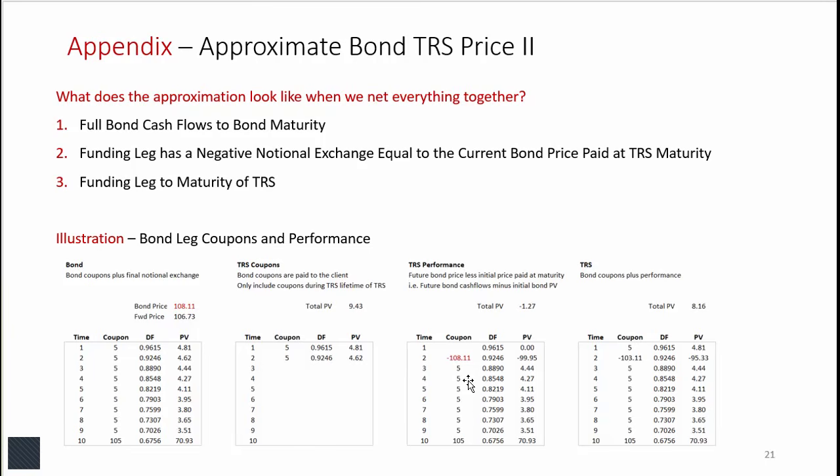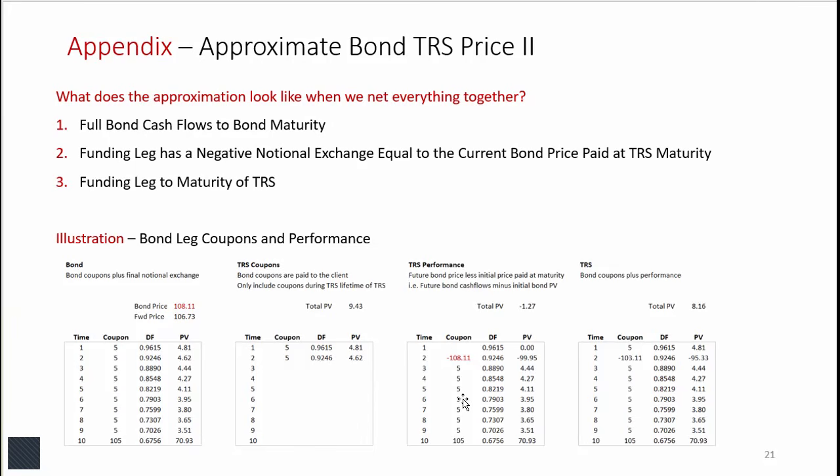So we've got 5s. You can see I've dropped off the 5s from time period 1 and time period 2, and I'm just looking at the 5s going out as far as year 10, the maturity of the bond. And if I discount all of those and subtract off the initial bond price, I get the performance. I get the PV of the performance in today's terms. So this is all discounted back to time 0. If I add these two things together, I've got my bond leg, I've got my coupons and my performance.